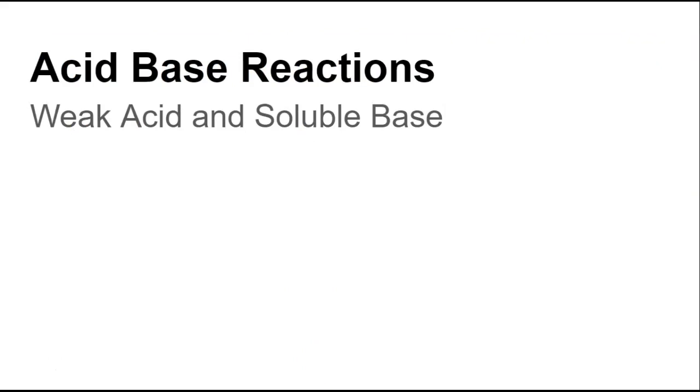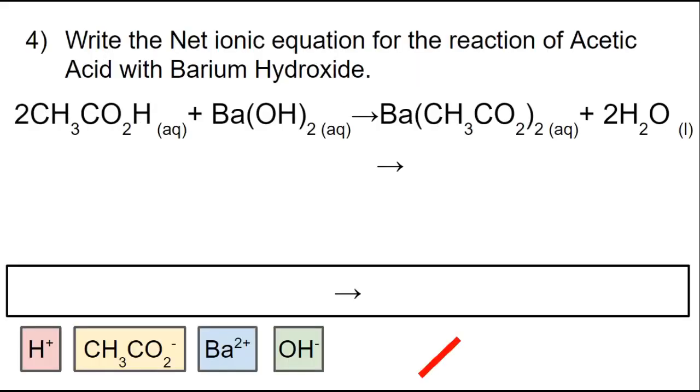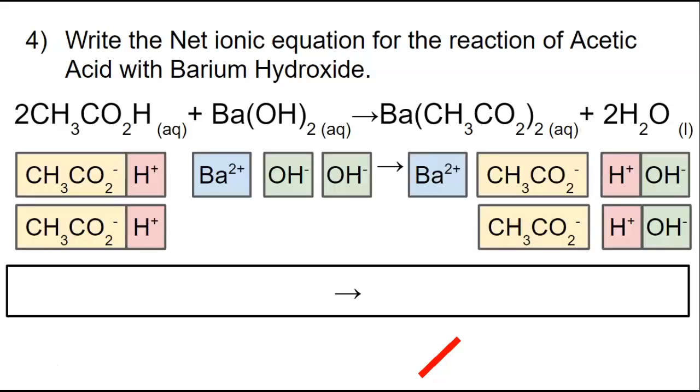Now let's take a look at examples with weak acids and a soluble base. Remember, weak acids also don't split. So take a look at this and go ahead and split things that can be split into ions. Here's the answer for that. You'll notice that acetic acid is a weak acid, so that does not split apart.